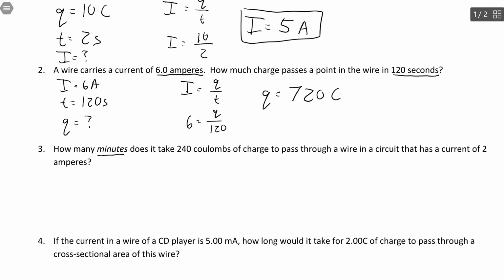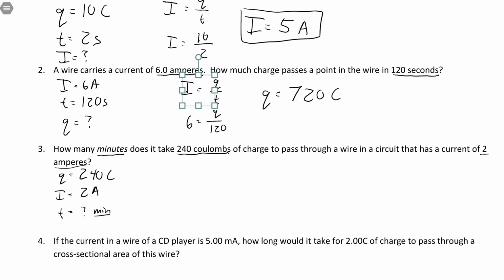Okay, so number 3 says, how many minutes does it take? Oh, so we're going to pop out an answer that's in terms of seconds, and we have to remember to change that into minutes at the end because that's what they're asking for. So how many minutes does it take 240 coulombs of charge, so Q is equal to 240 coulombs, to pass through a wire in a circuit that has a current of 2 amps? So I is equal to 2 amps, and we're looking for the time in minutes. If you want, you can write it there to remind yourself.